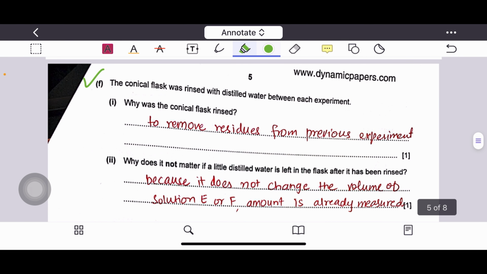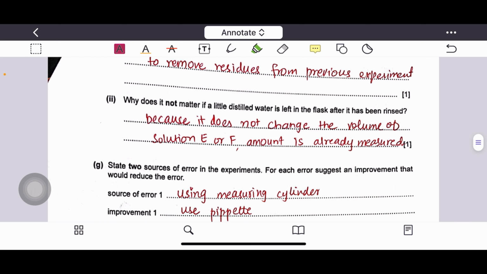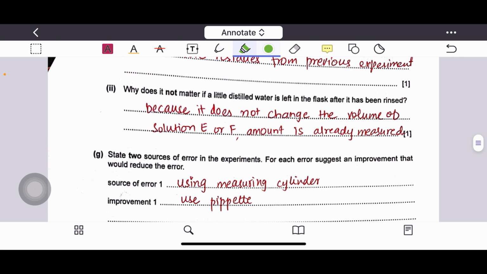Question F. The conical flask was rinsed with distilled water between each experiment. Why was the conical flask rinsed? To remove residues from the previous experiment. Question 2. Why does it not matter if a little distilled water is left in the flask after it has been rinsed? The answer is because it does not change the volume of solution E or F, because the volume is already measured.